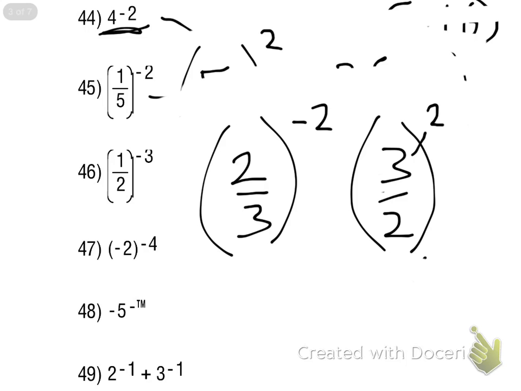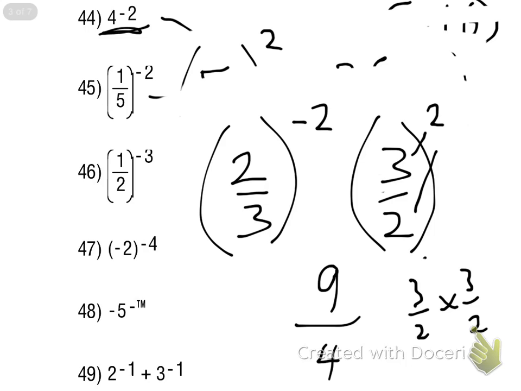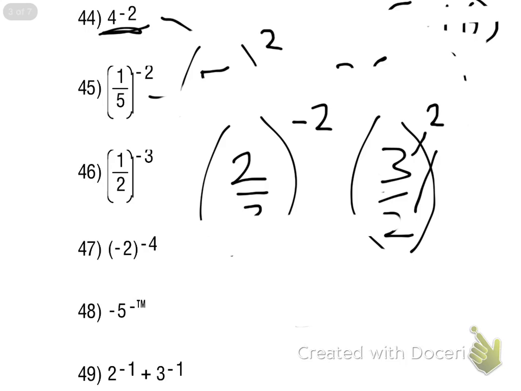What's 3 squared? It's 9. What's 2 squared? It's 4. But remember the explanation. It's 3 over 2 times 3 over 2. If you multiply the numerators, you get 9. Multiply the denominators, you get 4. Some people forget. They think they just square the numerator. No, you're squaring both numerator and denominator. So again, flip it upside down, change the negative exponent to a positive exponent.